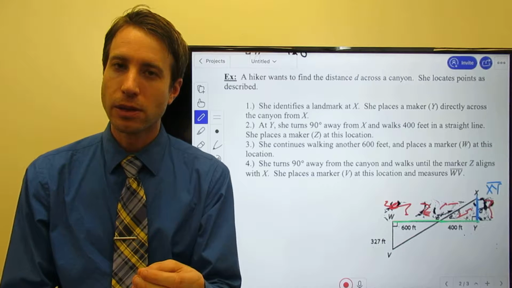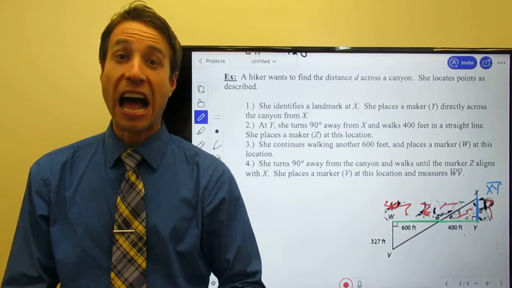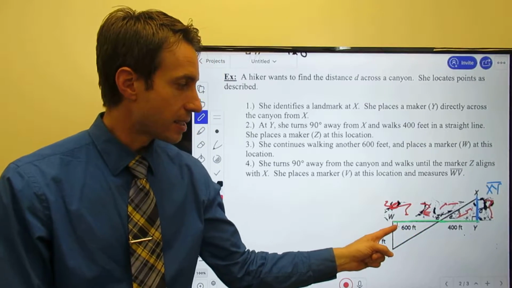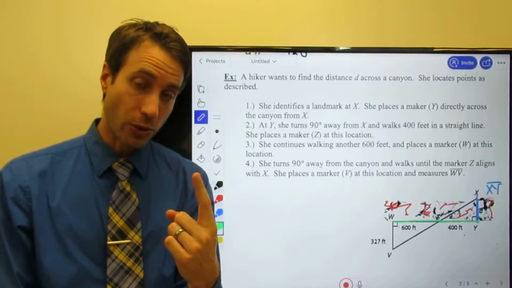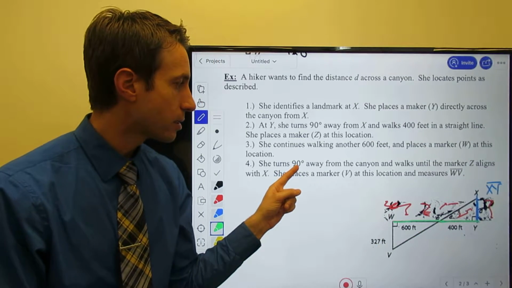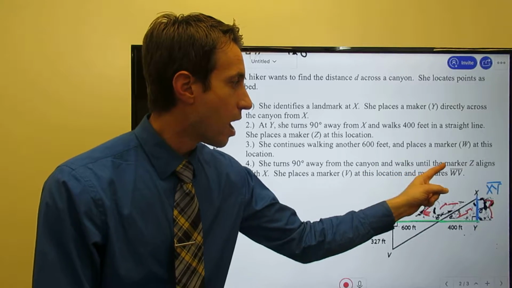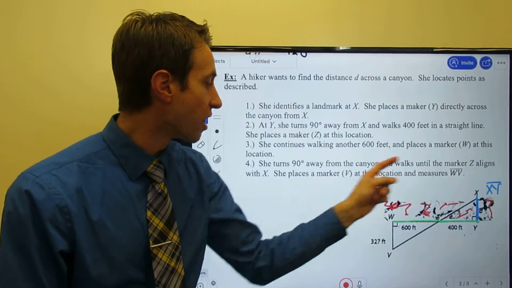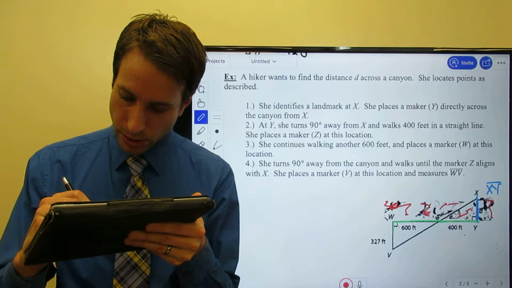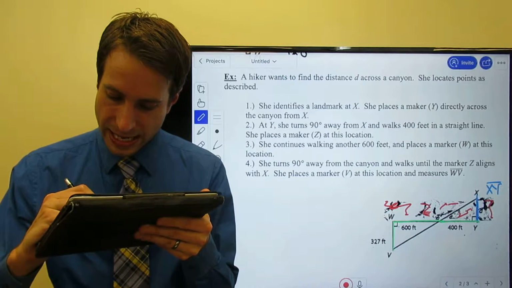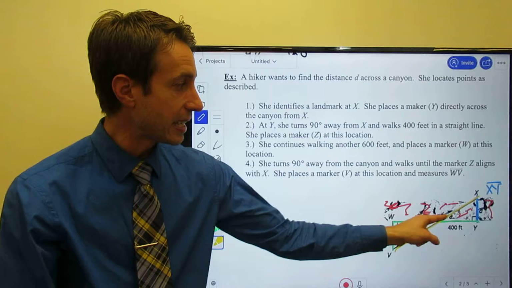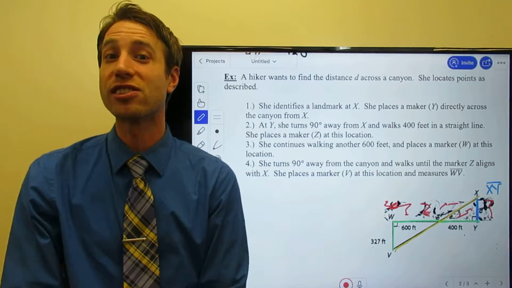Why is it 90 degrees? Well, remember, in order for the triangles to be similar, I need at least two congruent angles. 90 degrees there, 90 degrees there. That's going to be one congruent angle. I need another one. We'll get it here in just a second. So she's going to turn 90 degrees away from the canyon, and she will walk until marker Z aligns with marker X. She walks until she gets to this point right here, where the line of sight from her position Z lines up with that landmark on the other side of the canyon.